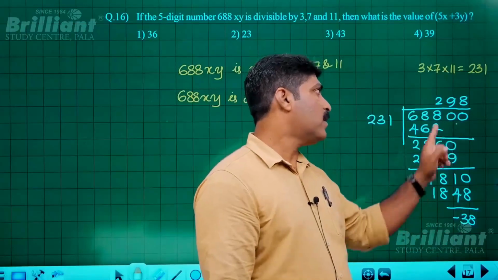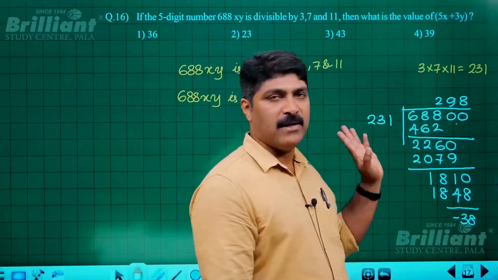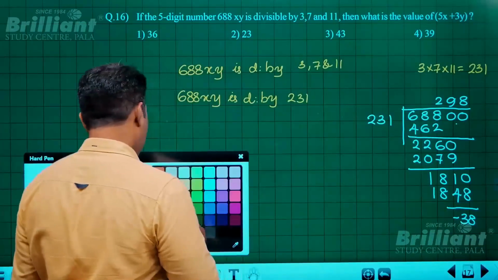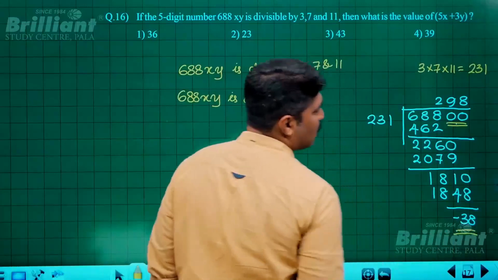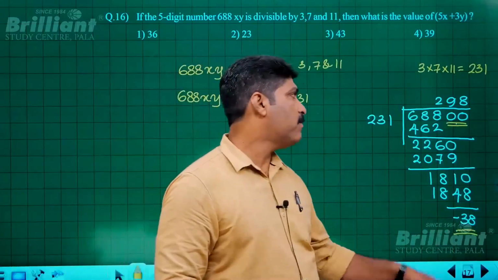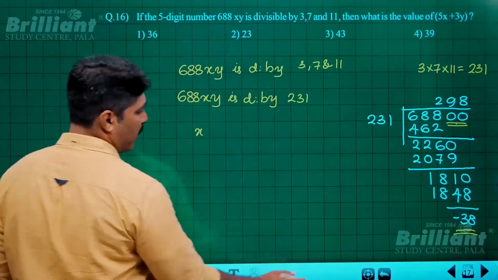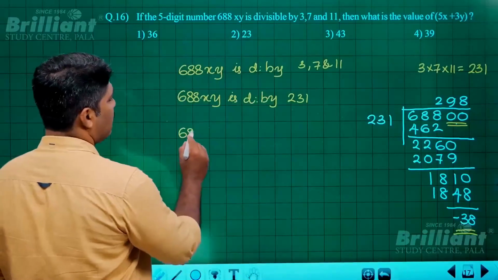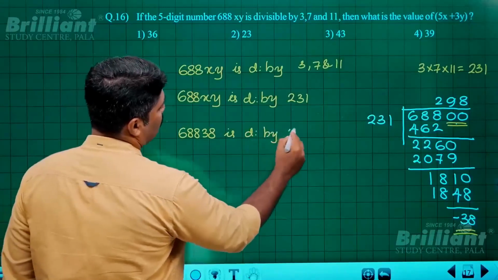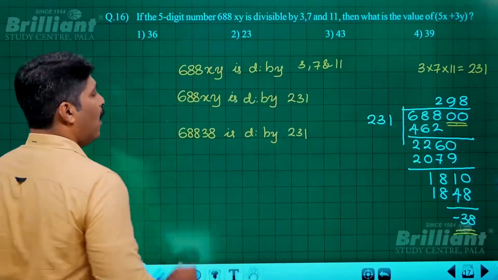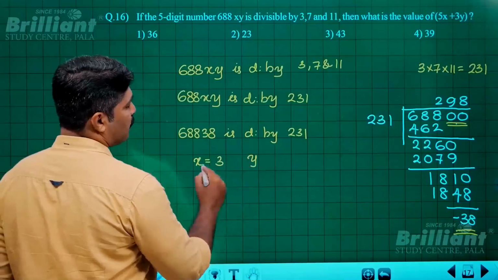So then we have the idea: if this 0, 0 is 38, that number should be divisible by 231. So that's the logic here. Understand the importance of that kind of operation. If instead of this 0, 0, it is 38, what will happen? That number will become divisible by 231. So therefore, we can conclude that 68838 is divisible by 231. Correct? Or this xy equals 38, hence x equals 3 and y equals 8.